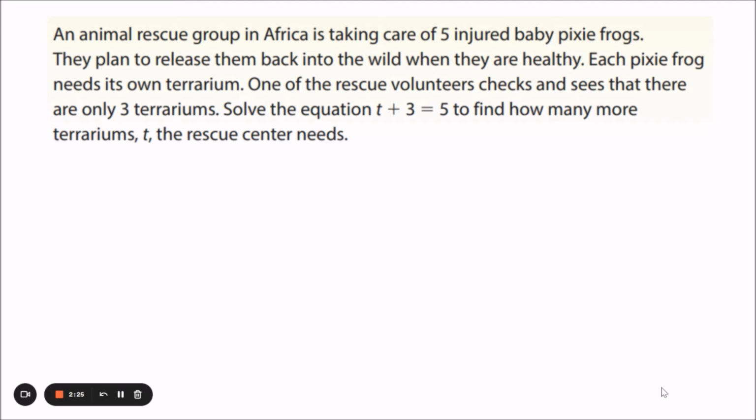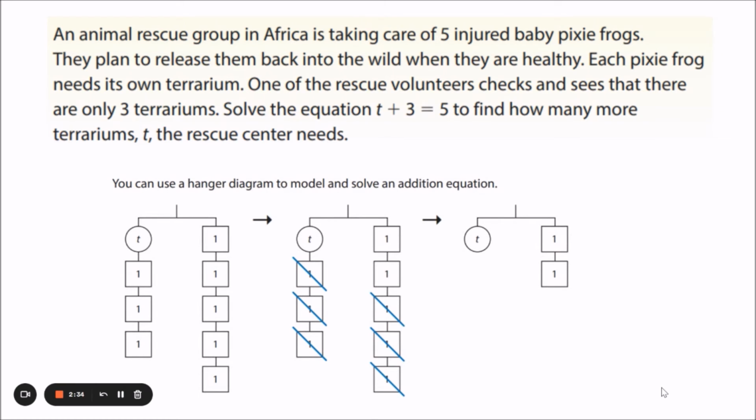Solve the equation t plus 3 equals 5 to find how many more terrariums t the rescue center needs. We again can create a hanger diagram to solve an addition equation. Students can place 1t on the left-hand side of the hanger diagram and 3 individual ones. They also can place on the other side of the hanger diagram 5 ones to represent the equals 5. This will create a balanced hanger diagram.